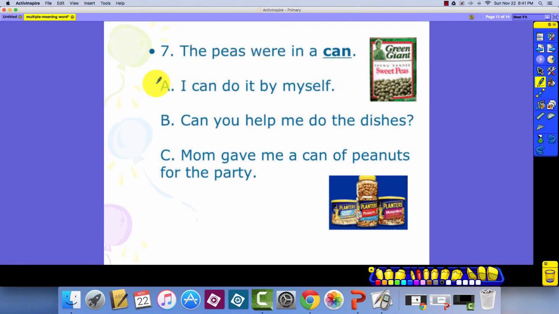Well, again, we're not talking about if you're able to do something or if you're not able to do something. Can you help me to do the dishes? Again, that word can kind of means able to. They're asking if you're able to do the dishes or not. So that's not the correct way.